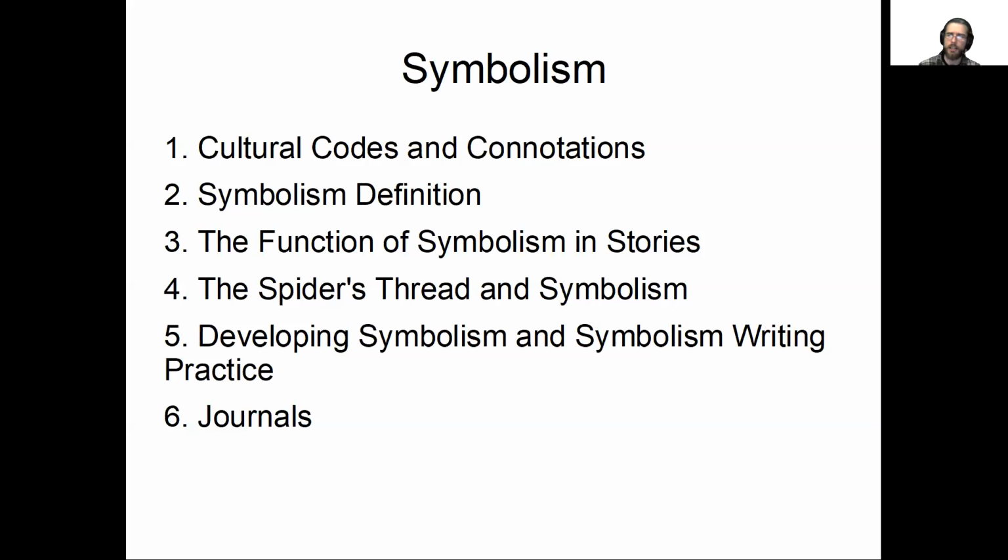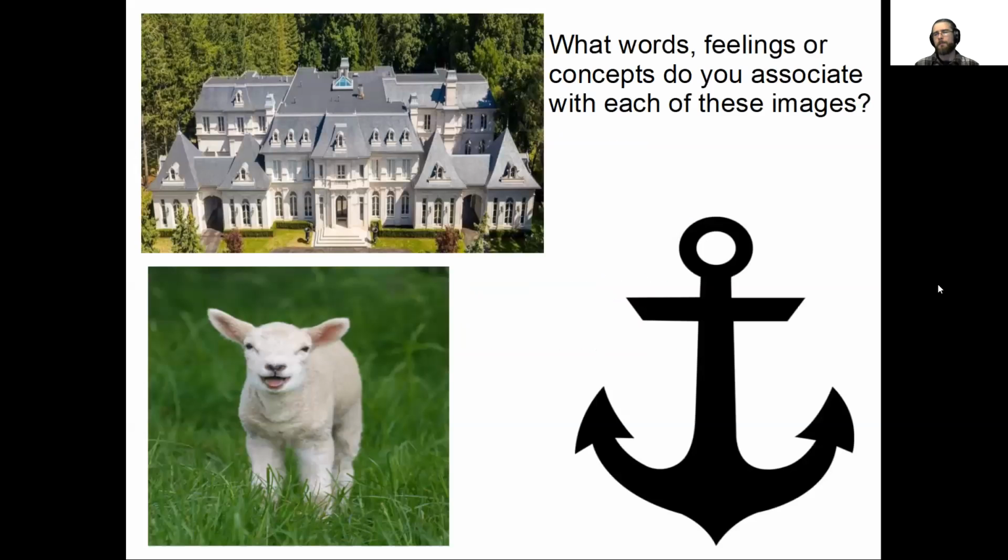The first thing that I'd like you to do is to consider these three images: a mansion, a little baby lamb, and an anchor. What words, feelings, or concepts do you associate with each of these images? Pause the video, think about that for a minute, and then when you're done, come back and we'll discuss this and I'll start tying it into the subject of symbolism.